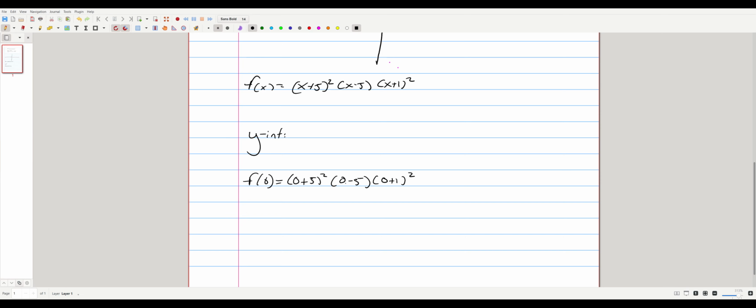Okay, 0 plus 5 is 5, and 5 squared is 25, right? 0 minus 5 is -5, so we have times -5. 1 plus 0 is 1. Squared is 1. And so we have 25 times -5, which is -125, times 1, which is -125. So our y-intercept is, when x is equal to 0, y is equal to -125. Okay? So let's go ahead and copy that.